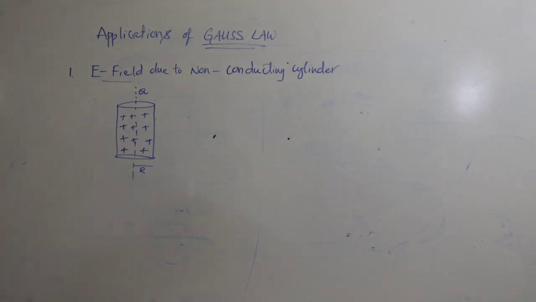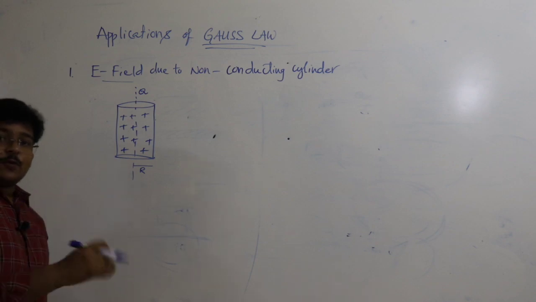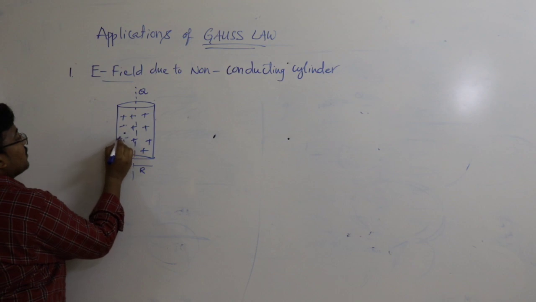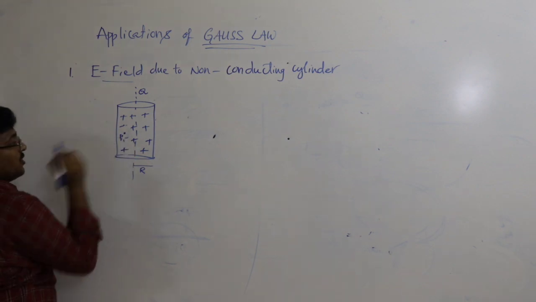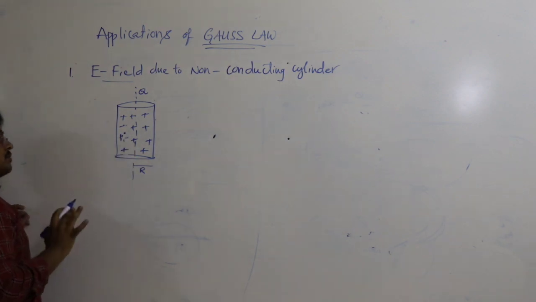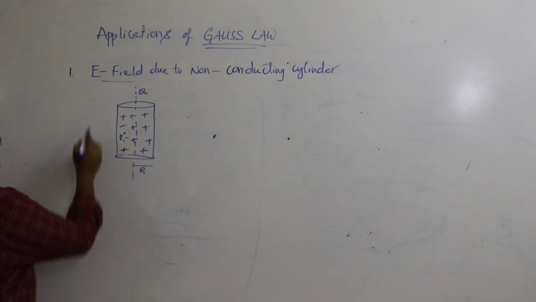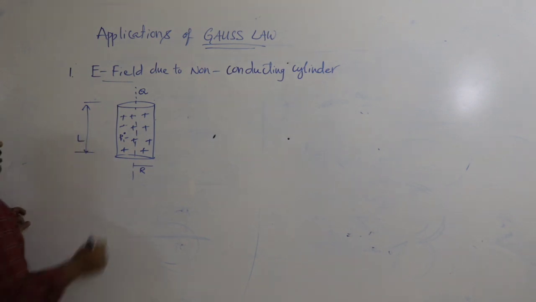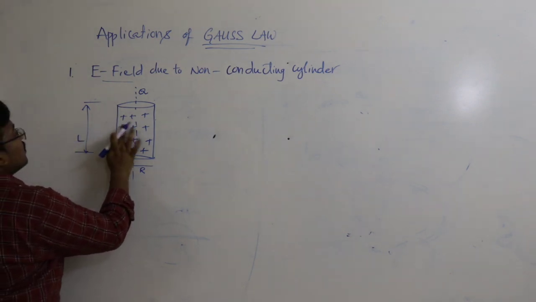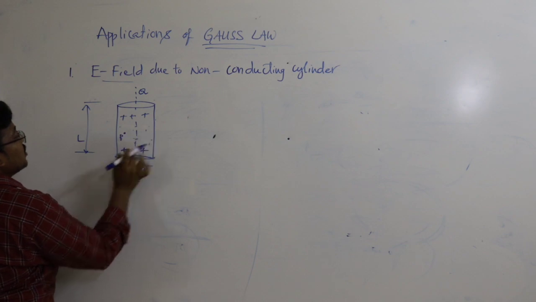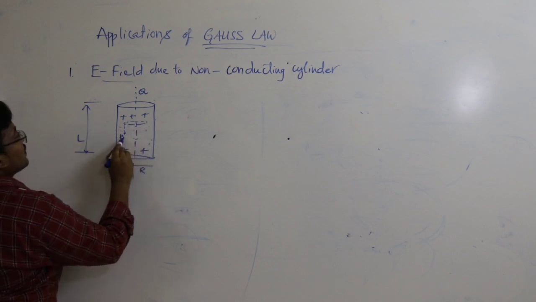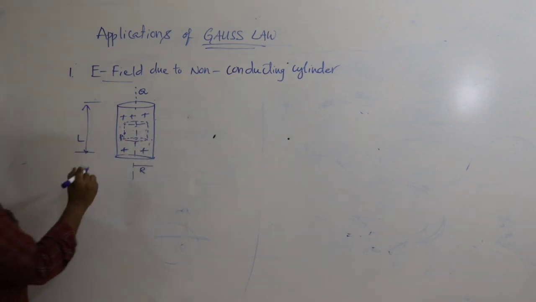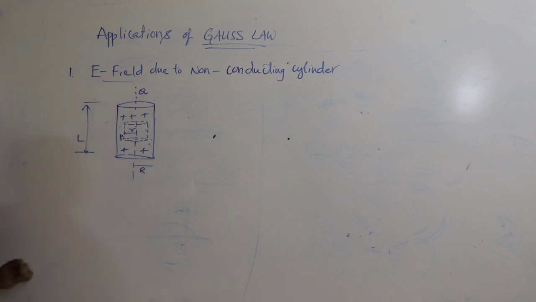Now I would like to find the field at inside points and outside points. Now I would like to find the field at this point P. So again use the same thing. Here the total length of the cylinder is capital L. Now I will take a Gaussian surface through this P like this. This is also a cylinder of radius small r.